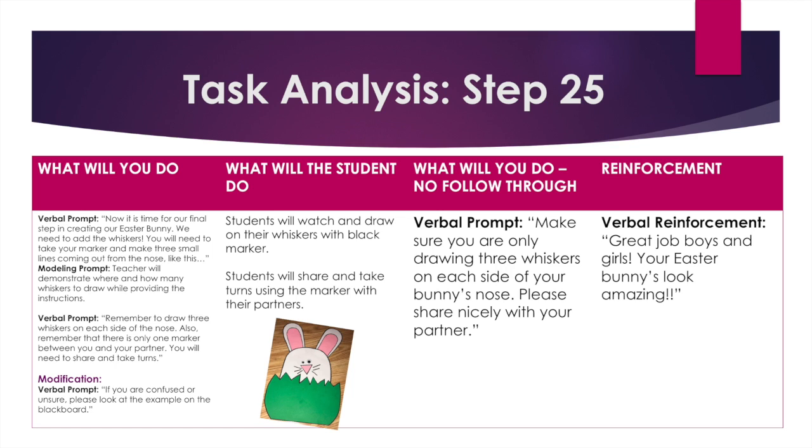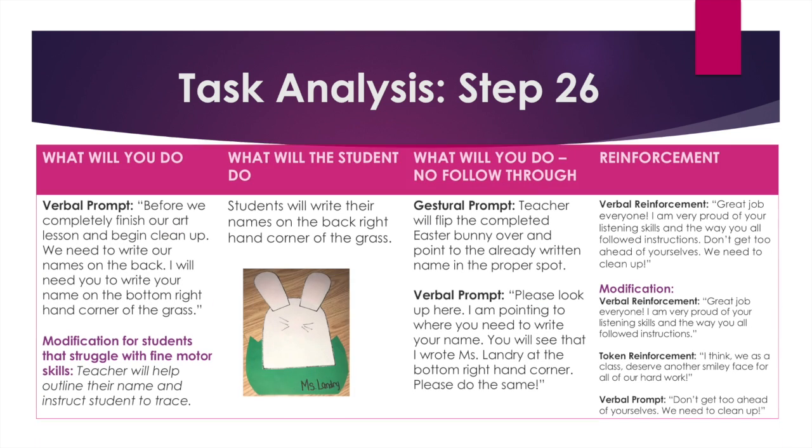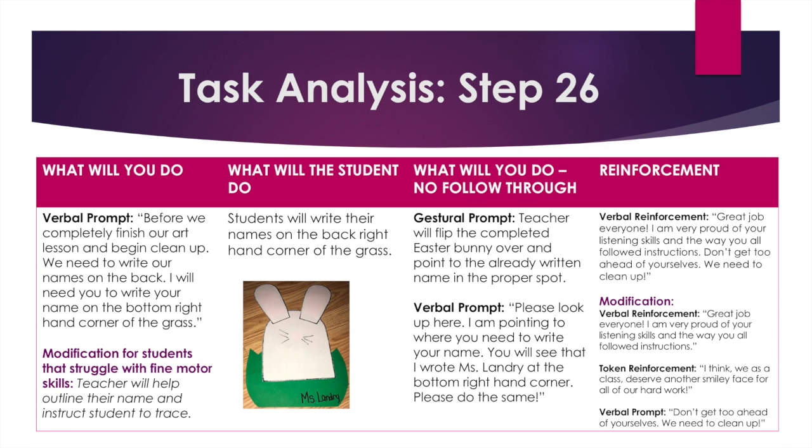Step 26. Before we completely finish our art lesson and begin cleanup, we need to write our names on the back. I will need you to write your name on the bottom right-hand corner of the grass. Modifications for students that struggle with fine motor skills. Teacher will help outline their name and instruct students to trace. Students will write their names on the back right-hand corner of the grass. Teacher will flip the completed Easter bunny over and point to the already written name in the proper spot.